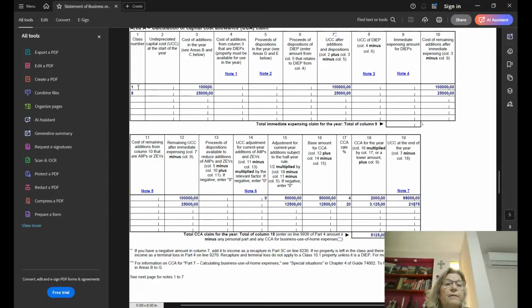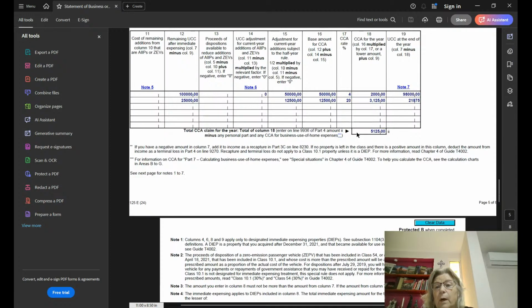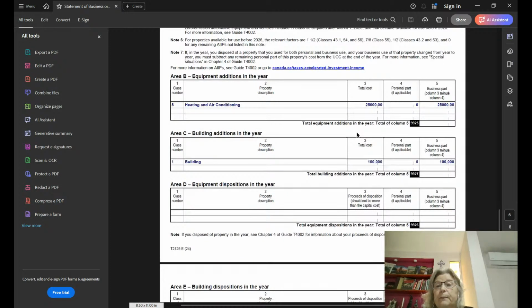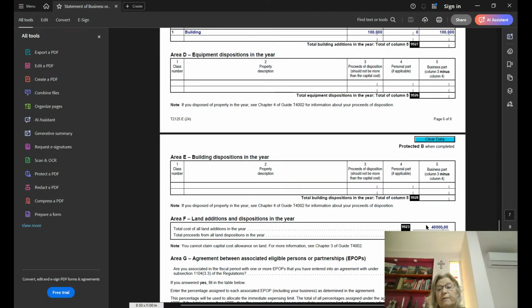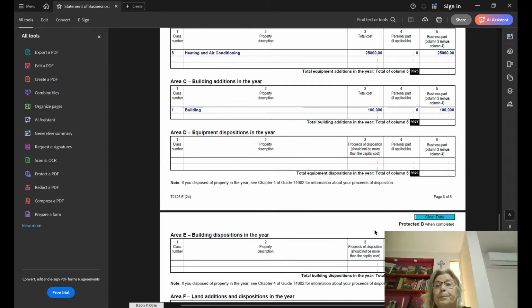Now we have two different classes in the guide. Class 1 is for buildings, class 8 is for equipment. All right. But what I also want to show you before we go on any further with that is land. The land portion of the expense of the building that I purchased is $40,000. You have to track that separately. You cannot claim capital cost allowance on land. So you can track it, you put it down here on line 9923, okay, in case you ever sell the property, all right?